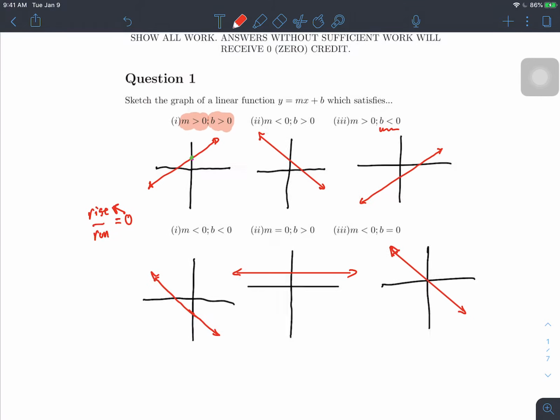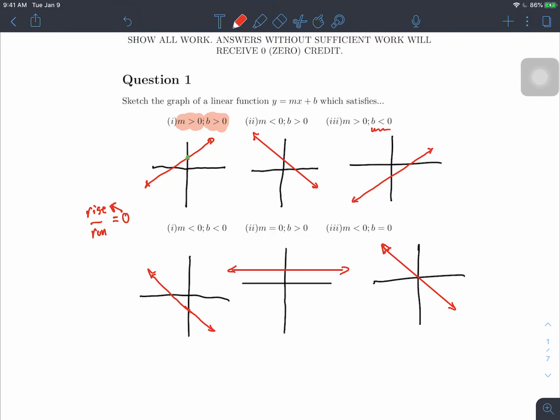Okay, so these are all the examples for this problem about really how to draw linear graphs depending on the sign of the slope and the vertical intercept.